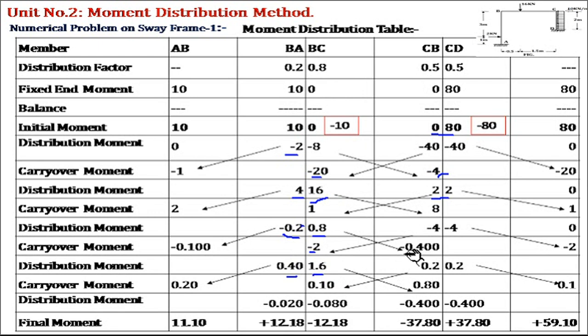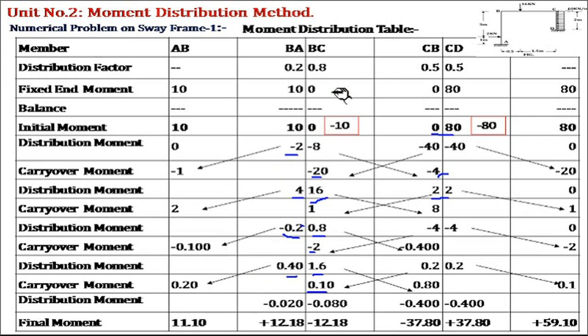Now here the moment is minus 0.4. So the correcting moment will be plus 0.4 into the distribution factor 0.5, so the value is 0.2. Half of the moment will carry to the far end. Now the moment at joint B is 0.10, so the correcting moment will be minus 0.10.